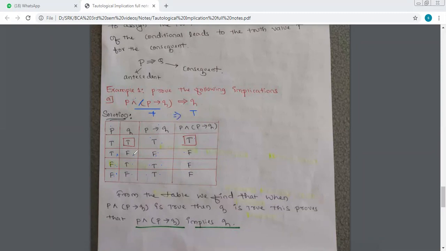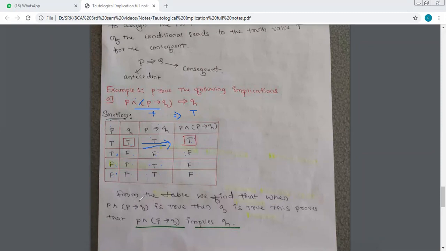Any one row is sufficient to prove it. Any row that is true for this whole statement and true for Q, so that we can say that both are implied. See here, Q is true here and this is also true, so that's why this is logically implied. We need not go to the next rows, where this is false and so on; we cannot say that it does not imply. Only one row is sufficient to prove the implication.